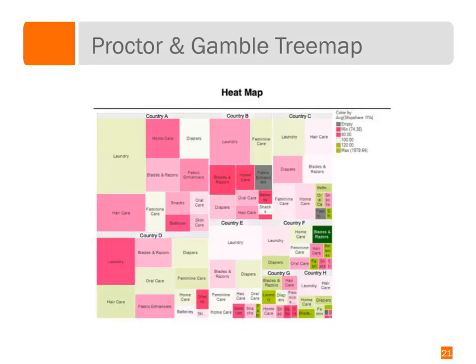So this is an example of how the Procter & Gamble Corporation has utilized the tree map style of data visualization. So what we're looking at here is a heat map.